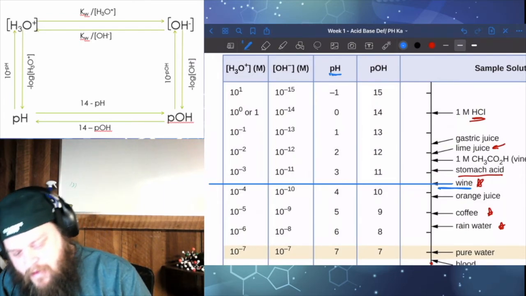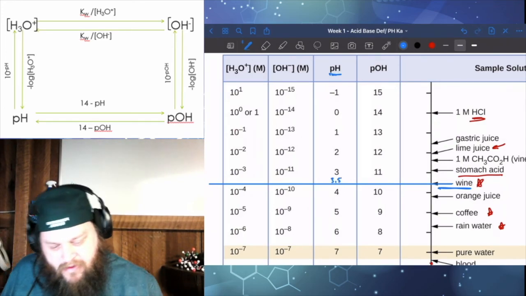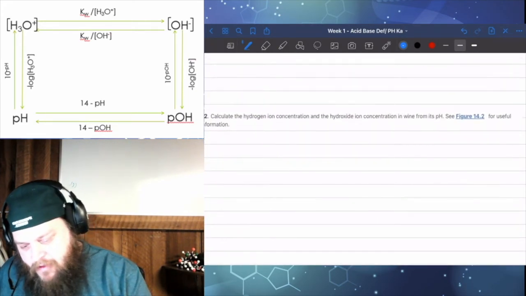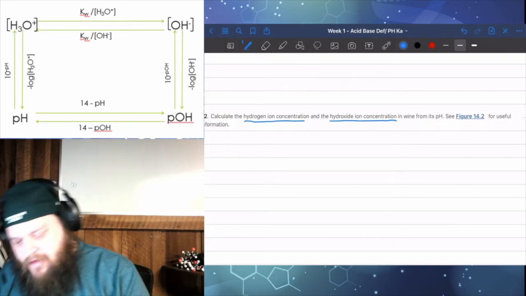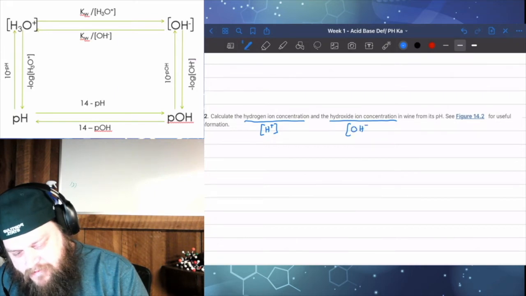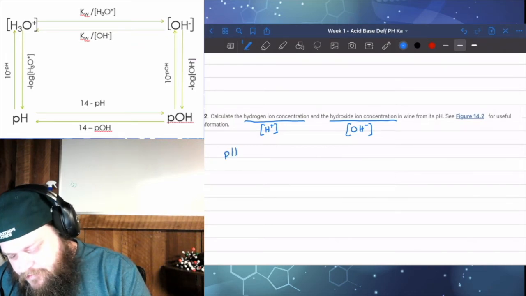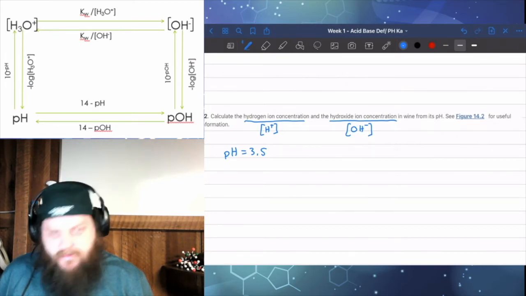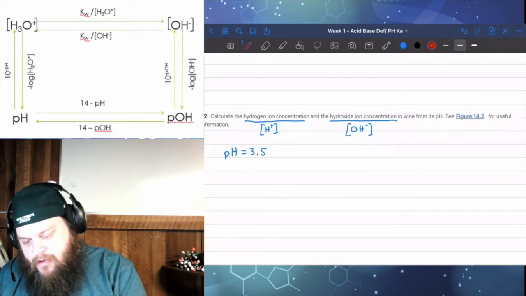3.5? Sure. It's pretty approximate. There's no reason to be super exact here. 3.5, it's somewhere right in the middle between those. So let's use 3.5 to calculate what the hydrogen ion concentration and hydroxide ion concentration is. So that's H plus and OH minus, using a pH equal to 3.5. So what do we want to do to get that? Let's shoot for this one first, it'll be the easiest.